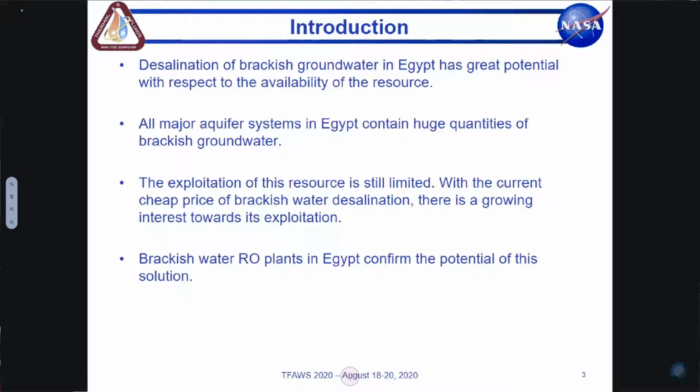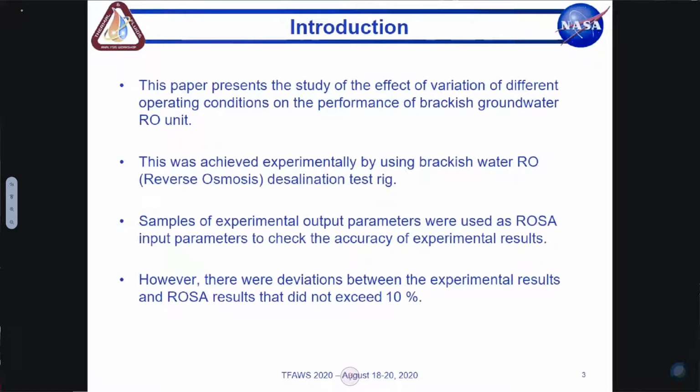First, our introduction. Desalination of brackish groundwater in Egypt, as you know, has great potential with respect to the availability of the resources. All major aquifer systems in Egypt contain huge quantities of brackish groundwater. The exploitation of this resource is still limited. With the current cheap price of brackish water desalination, there is growing interest towards its exploitation. Brackish water for reverse osmosis plants in Egypt confirms the potential of this solution.